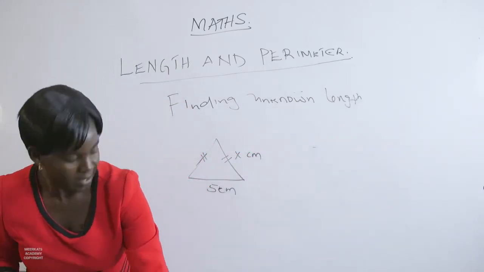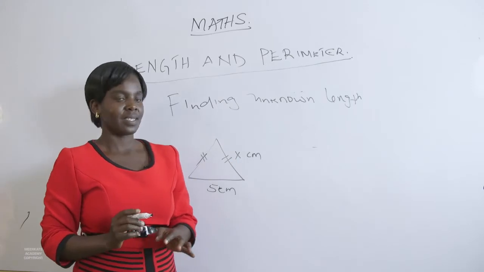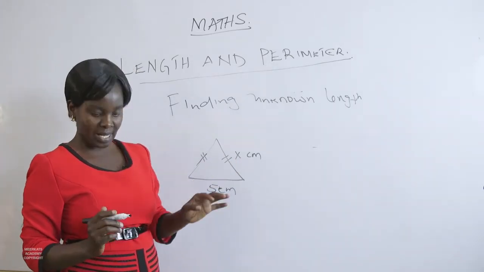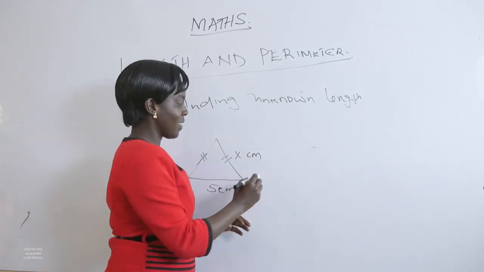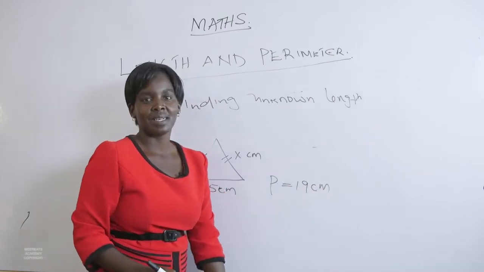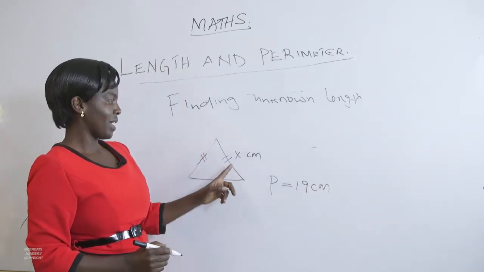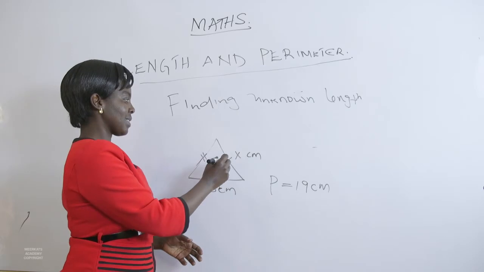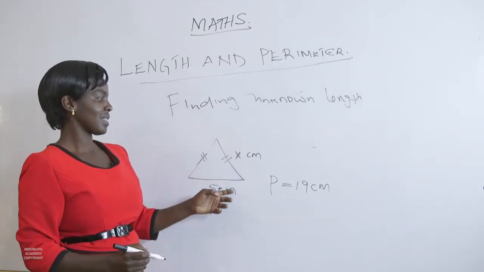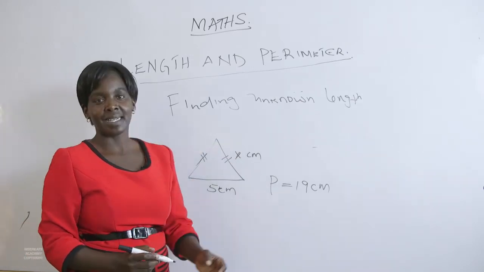So this time round, this is another example. This time round you are given a figure and you are told to find the unknown length, but you are given the perimeter. The perimeter is 19 centimeters. And you are told to find the unknown length. The unknown length is x in our case. We are given this is 5 centimeters and the perimeter is 19 centimeters.